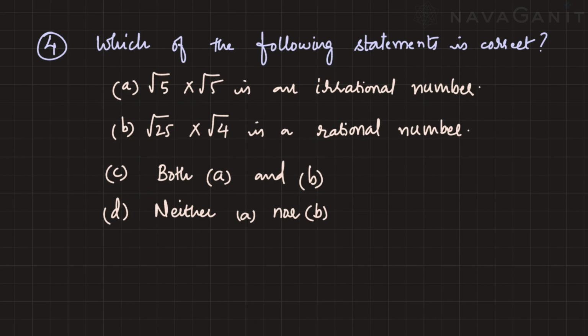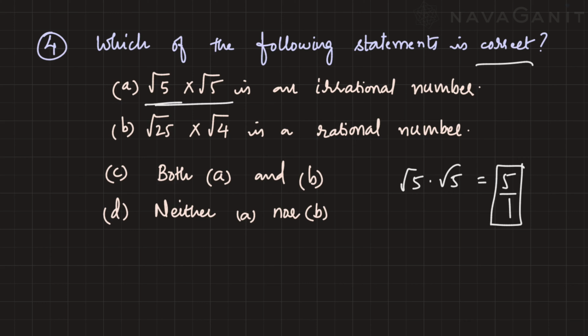Next, which of the following statements is correct? So square root of 5 multiplied by square root of 5, what is it? Root 5 multiplied by root 5 is nothing but 5. 5 is a rational number because it is 5 by 1. So statement A, which says that square root of 5 multiplied by square root of 5 is an irrational number, is incorrect.